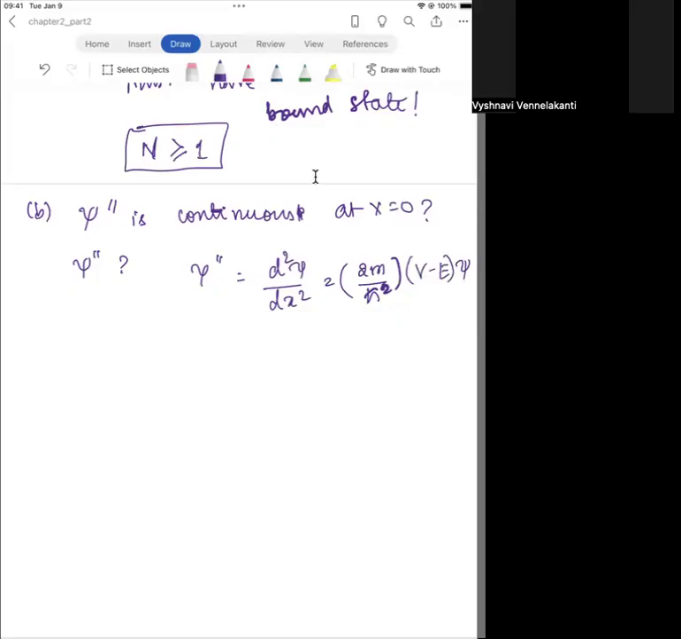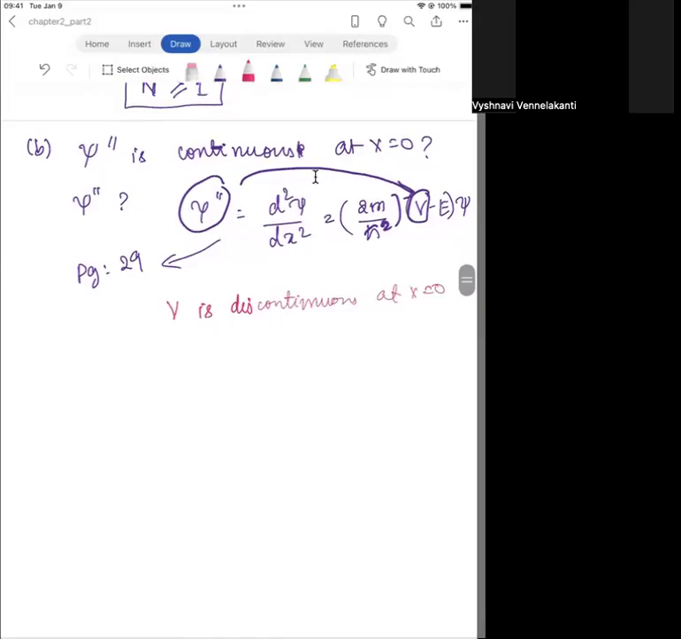Okay, if you're wondering where I got this equation from, this is on page 29. It's part of the paragraph following equation 2.32. So you'll find this there. So the second derivative of your wave function is given by this. And we see that the second derivative is a function of your potential, right? And we know that V is discontinuous at x equals 0.